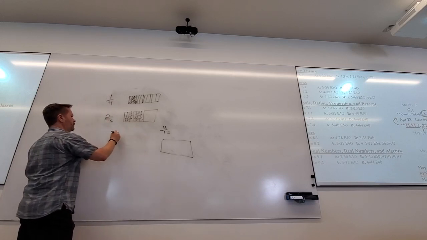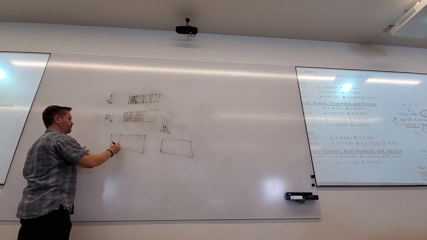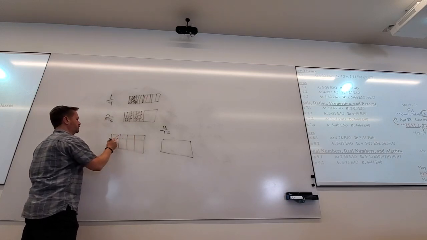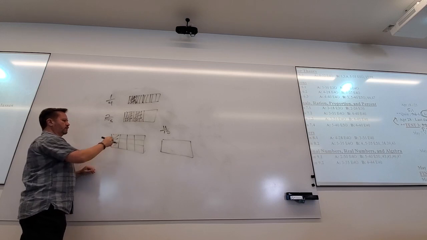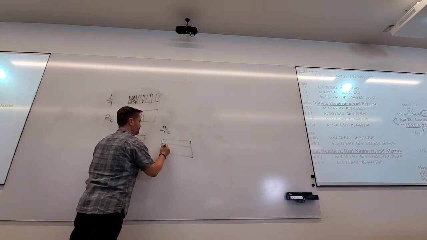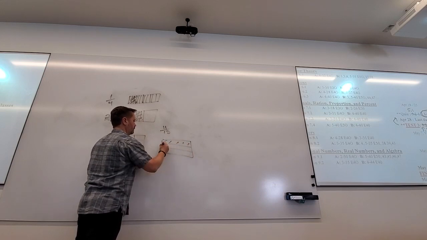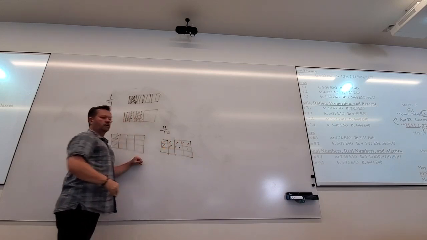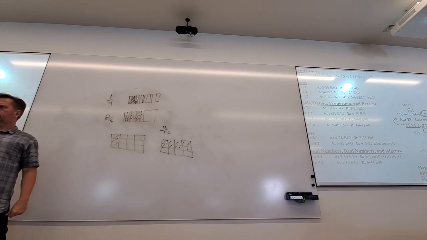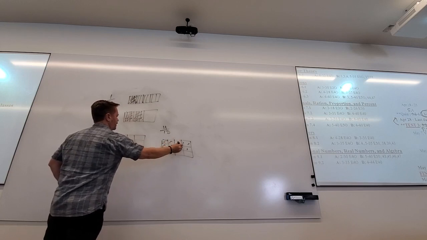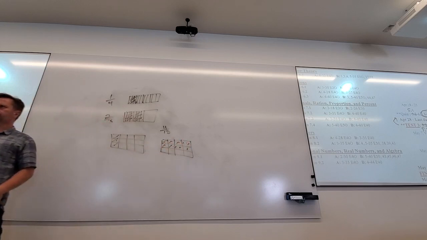So if I have 1/4, and then I break it this way in 3rds, now it's 12. If I have 2/3, I go like this, and then I break it this way in 4ths. There we go. So 1, 2, 3, 4, 5, 6, 7, 8, 9, 10, 11.